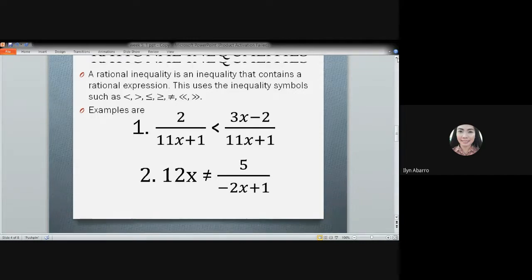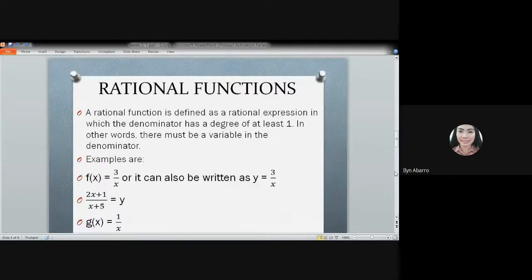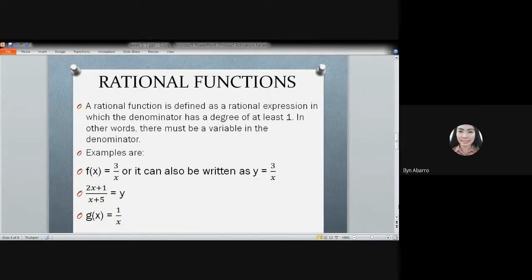Okay, now let's proceed with the next, rational functions. A rational function is defined as a rational expression in which the denominator has a degree of at least 1. In other words, there must be a variable in the denominator. So a rational function has a variable in the denominator with a degree of at least 1. This means its exponent is at least 1, because when nothing is written, the exponent is 1.